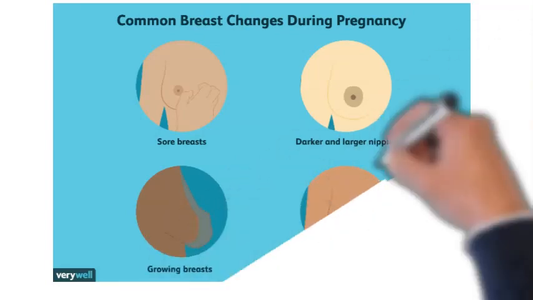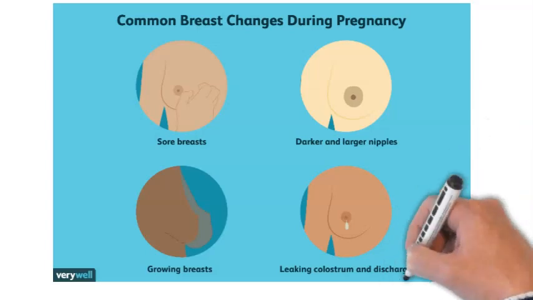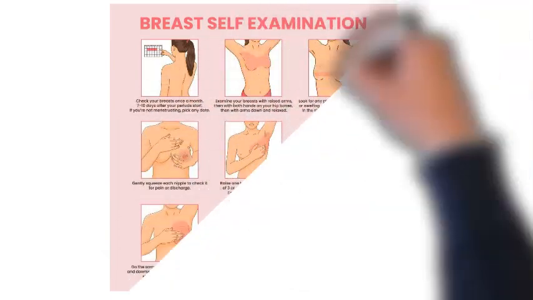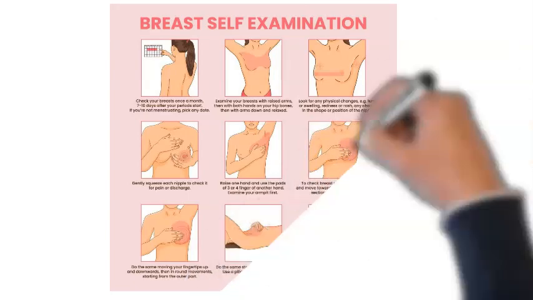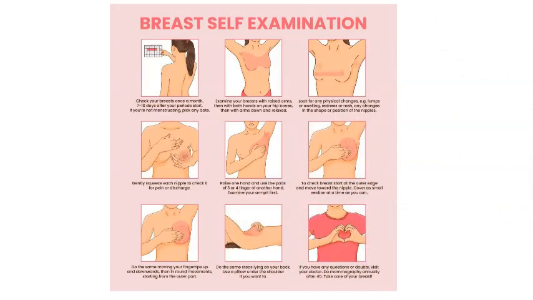It is important for women to wear a properly fitting bra during pregnancy to provide support and prevent discomfort. It is also important for pregnant women to continue performing regular breast self-exams, as changes in the breast can still occur during pregnancy. Any new lumps or masses should be reported to a healthcare provider for further evaluation.